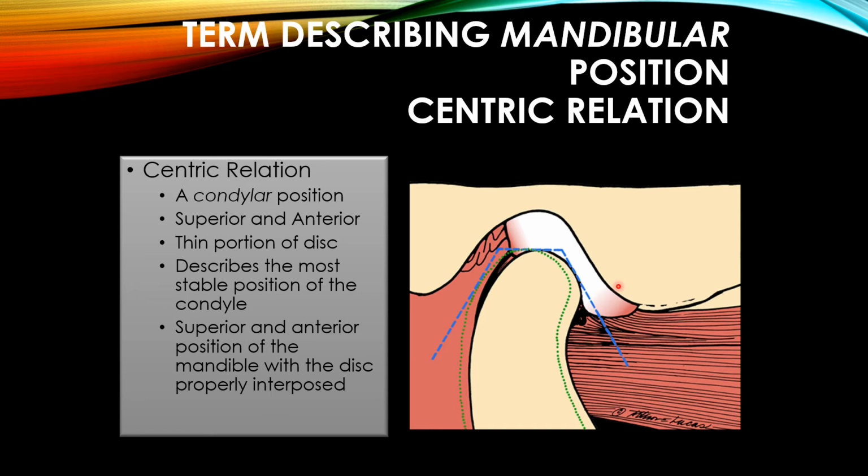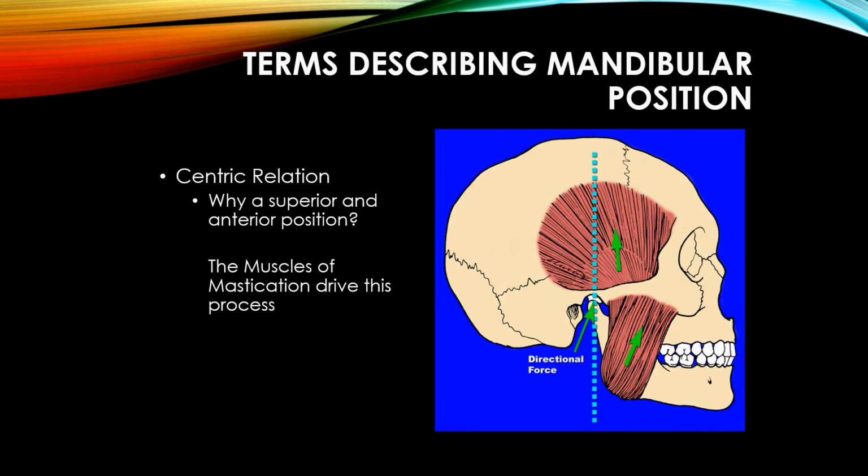Now, why is it a ligament derived position and a muscle derived position? It is a muscle derived position due to the directional pull of the muscles of mastication. Here, as you can see, there are two muscles. These two muscles are the masseter muscle that has been shown here and the temporalis muscle. As you can see, the pull of the masseter muscle is anterior, while the pull of the temporalis muscle is superior.